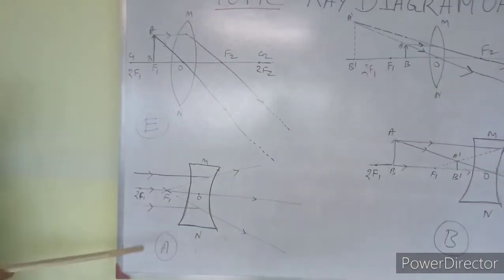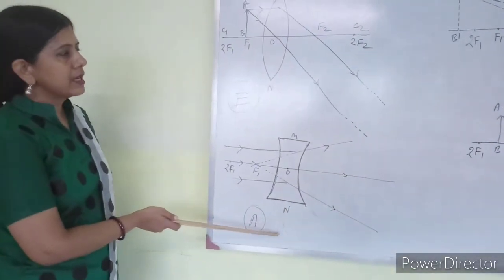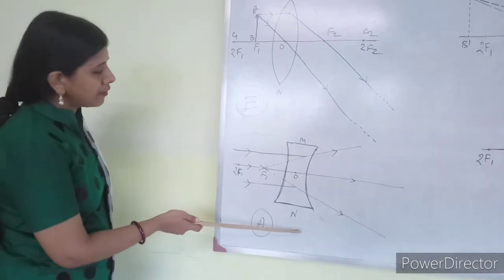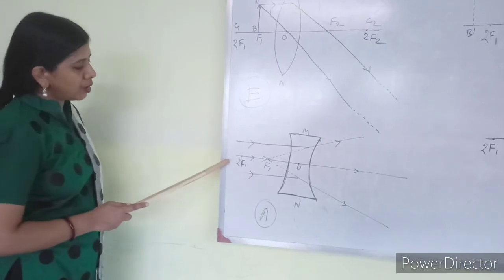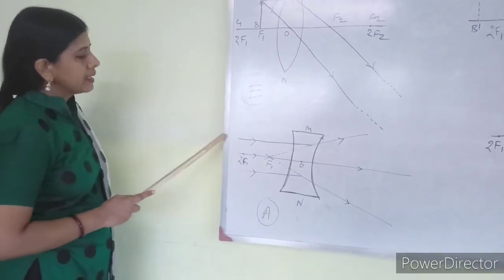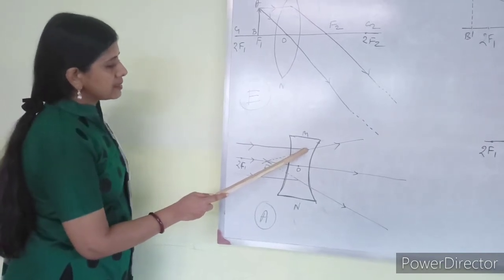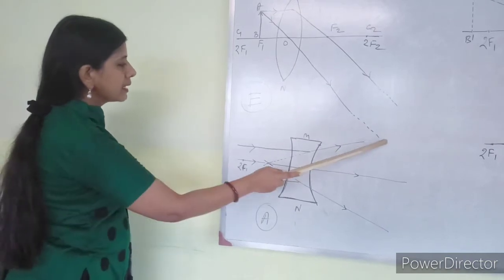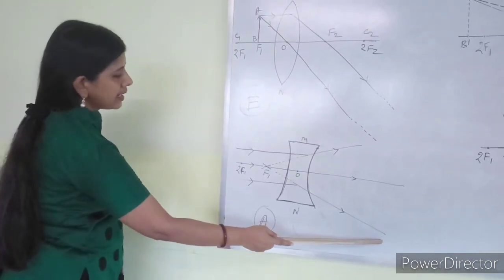Now the other two diagrams I have drawn here are about the concave lens. Previous cases were of the convex lens; this is of the concave lens. In this case, the object is at infinity. So this is the ray which is coming parallel to the principal axis. It is going this way after refraction, that means diverging. Another ray also after refraction is diverging.